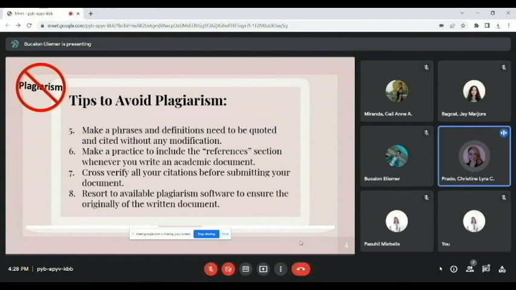Fifth, common phrases and definitions need to be quoted and cited without any modification. Sixth, make a practice to include the references section whenever you write an academic document. Seventh, cross-verify all your citations before submitting your documents. And the last one is to resort to available plagiarism software to ensure the originality of the written document.